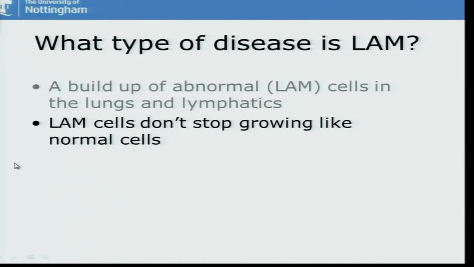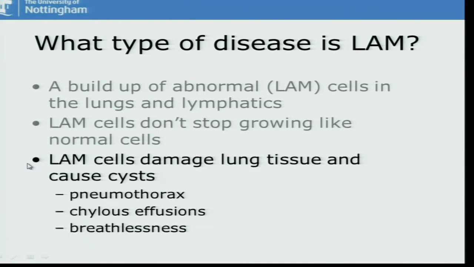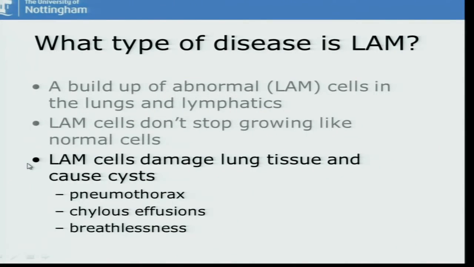But LAM cells, unlike normal cells, don't have the normal checks on growth. Normally, when you have enough of a normal cell type, it stops growing and just does its job in the tissue. LAM cells don't have that brake, and they tend to grow abnormally and end up proliferating in places they shouldn't be. And this causes tissue damage in the lungs. This can cause lung cysts, where little bits of the lung become damaged, and these can result in pneumothorax. LAM cells blocking the lymphatics can cause chylous effusions. And this combination of things can lead to breathlessness.